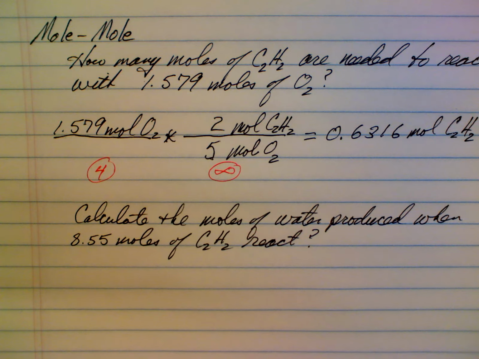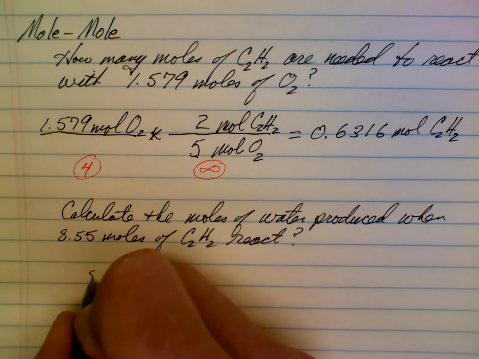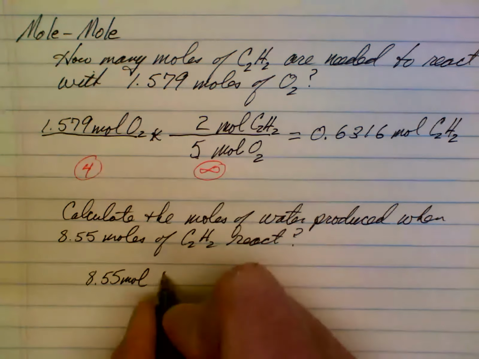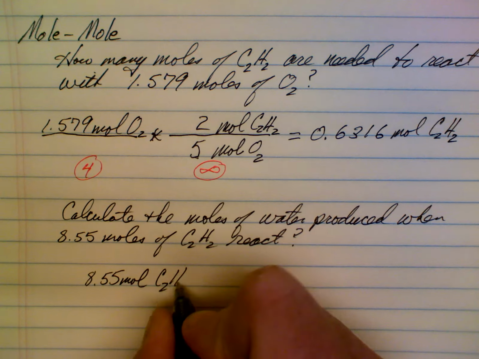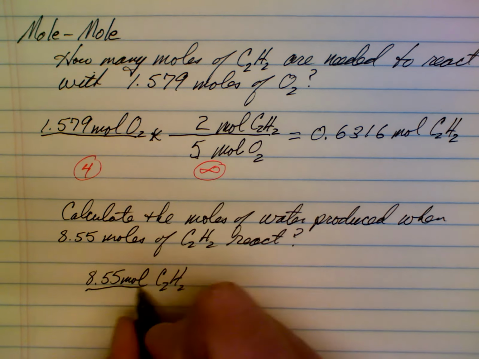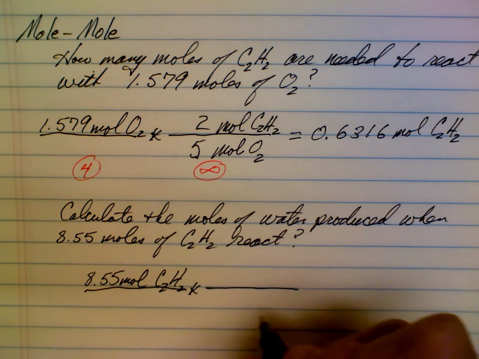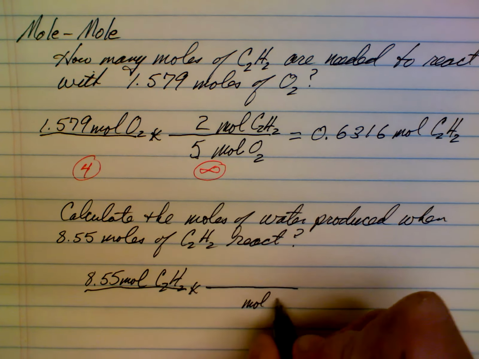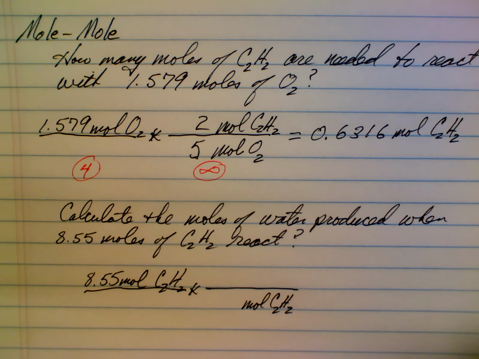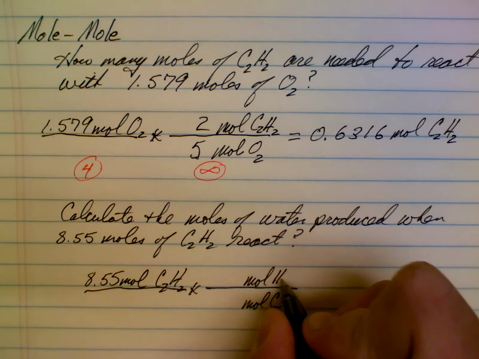So again, I'm going to start with what's given. What we're given here is 8.55 moles of C2H2, excuse me, and using unit multipliers, I'm going to put moles of C2H2 in the denominator right away because those have to cancel out. And we're trying to get to moles of water, so moles of H2O up here.